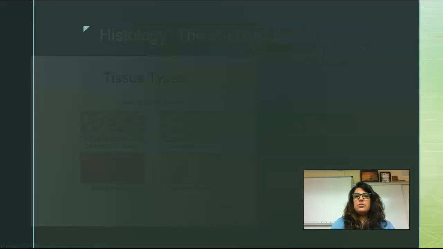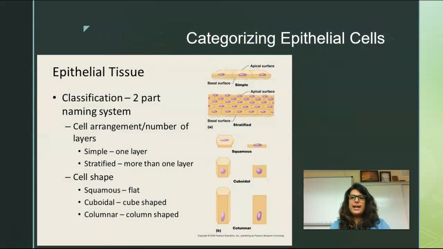Epithelial tissue is kind of interesting because we can actually organize it and name different kinds of epithelial tissue based on two characteristics. The first is the number of cell layers. So if you have one layer, it's a simple epithelial tissue. If you have more than one layer, it's called stratified. And the shape of the cell. There are three main shapes.